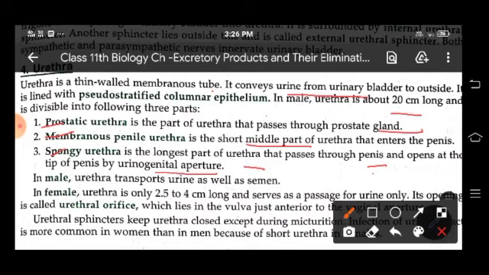Now the male urethra transports semen as well as urine, and the female urethra is only 2.5 to 4 centimeter long and it only serves for passage of urine.